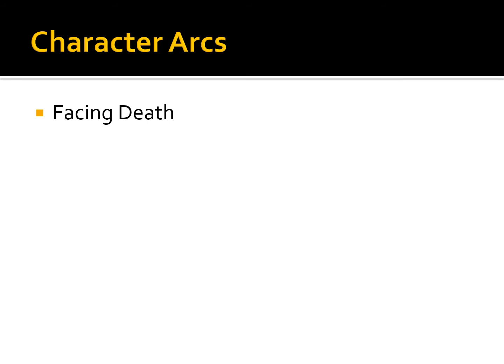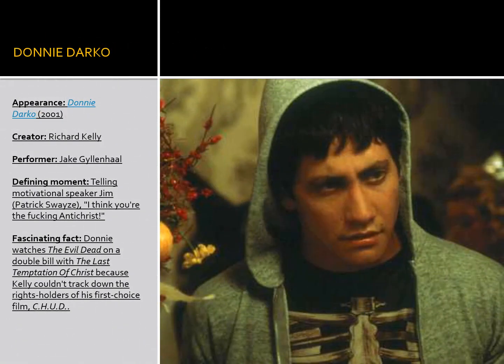The next character arc is Facing Death. So this is a character arc for characters who are terminally ill or they know they are supposed to be sacrificed for the good of mankind. And they have to come to terms with their impending death. An example of this arc is Donnie Darko, who foresaw how he will die, and so he's figuring out if he wants to go through with it or find another path and avoid his death.